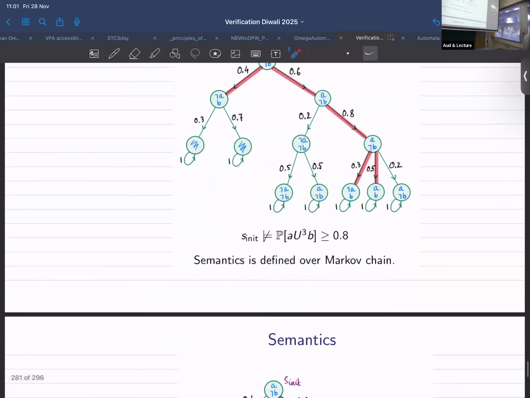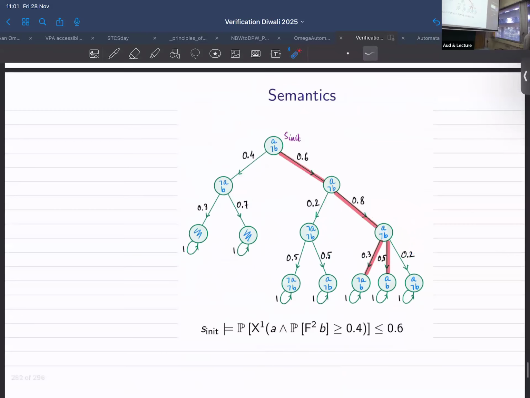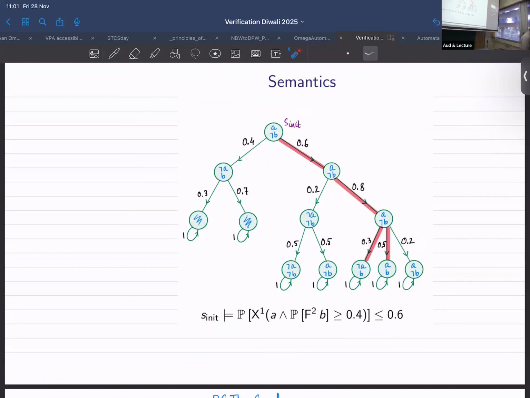Good. Okay. Now, what about, look at this formula, which is slightly more complex. Probability of some path formula. Next one is like, next one is same as next. Okay. Now, what does it say?